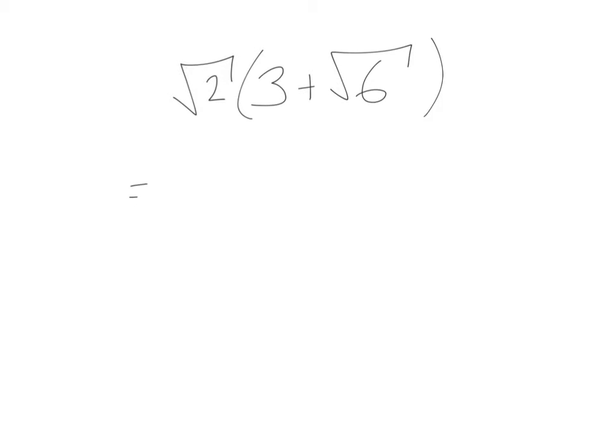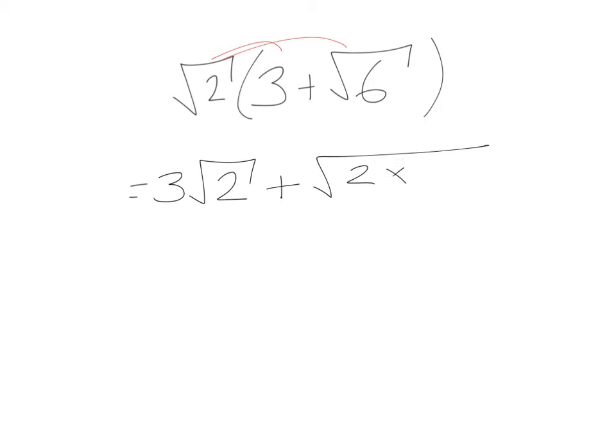Okay, here I've been asked to multiply out the bracket root 2 bracket 3 plus root 6. So drawing in my eyebrows. Root 2 times 3 will give me 3 root 2. Then I'm adding, I've got two surds that are different multiplying each other. So I'm going to have 2 times 6. So 3 root 2 plus root 12.